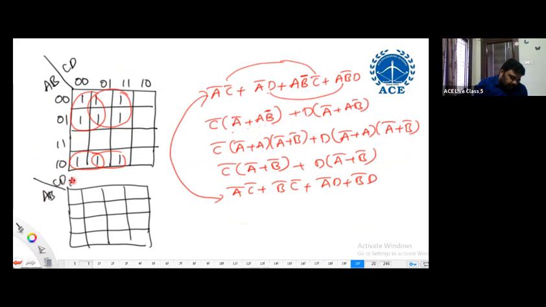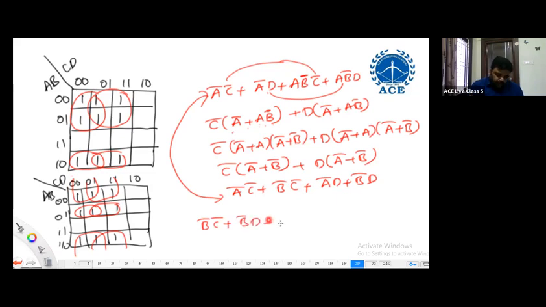Then A, B, C, D: 0, 0, 0, 1, 1, 1, 1, 0, 0, 0, 0, 1, 1, 1, 1, 0. Then the minterms I am writing, and what we get? This is one grouping, this is the second grouping, and this is A. Then B bar C bar plus B bar D plus A bar B C bar plus A bar B D. This is option B.